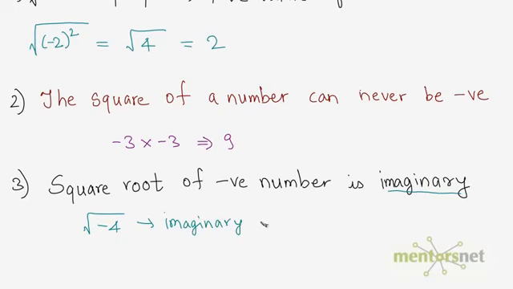So if you try to solve this, the square root of minus 4 can be written as the square root of minus 1 times 4, and this can be written as the square root of 4 times the square root of minus 1, and that is 2 root minus 1. So the root of minus 4 is 2 root minus 1, and this root of minus 1 is an imaginary number. So you cannot calculate the exact square root of a negative number.